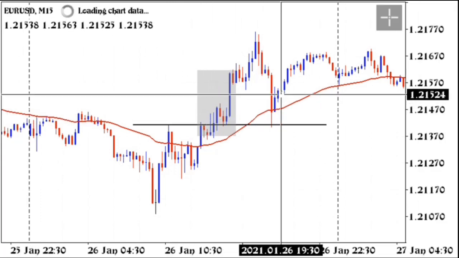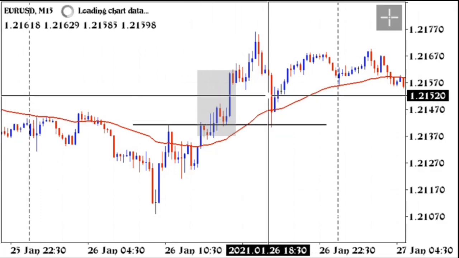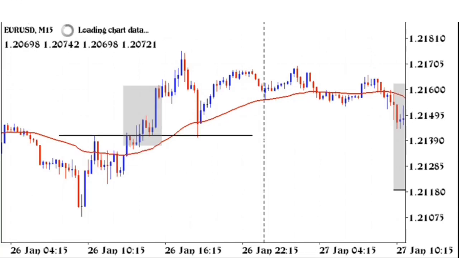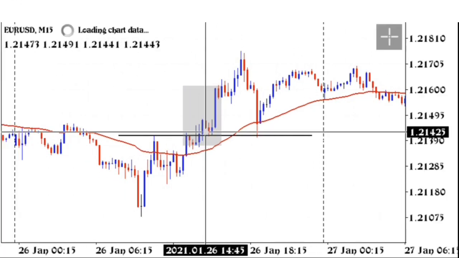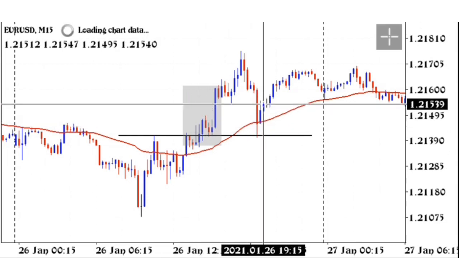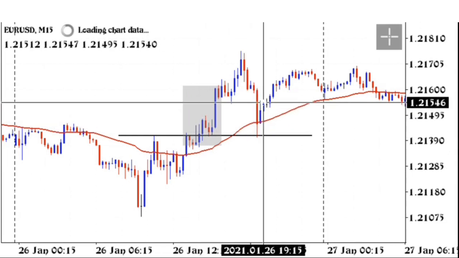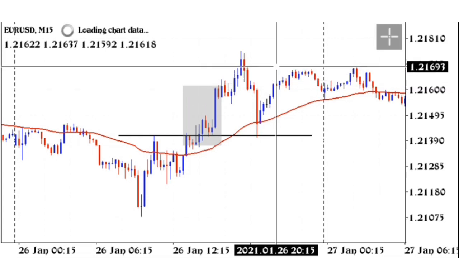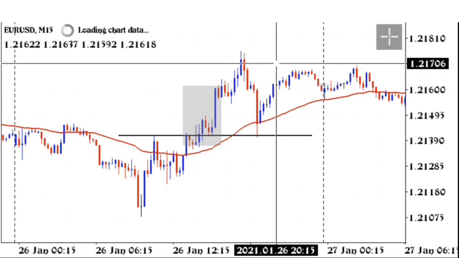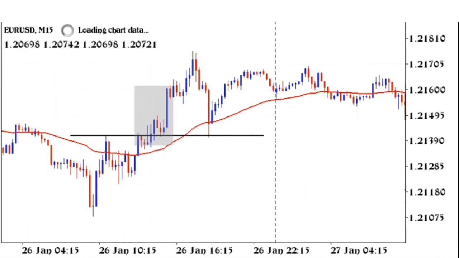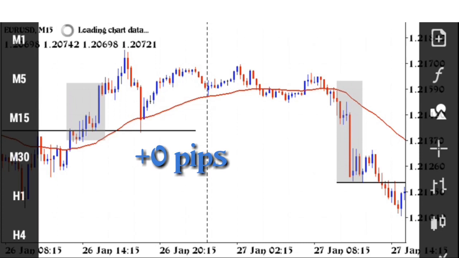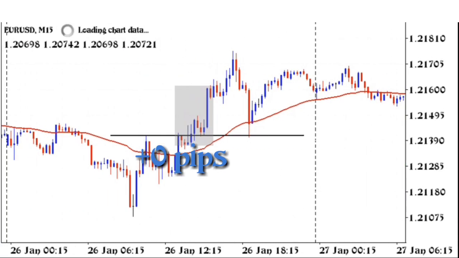My entry would have been at the close of this bullish candle. Did I get my 20 pips? That's 21.53, 21.63. No, I didn't get 20 pips. So this trade might have hit my stop loss or break even. But I suspect it would have been my break even.